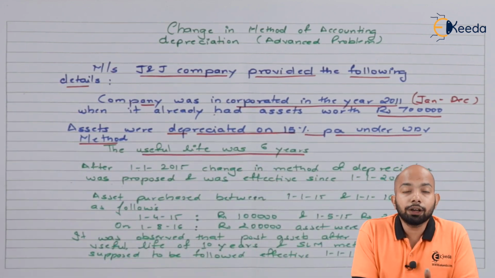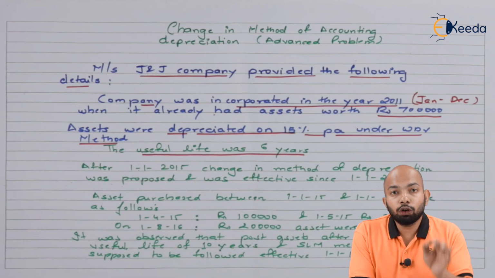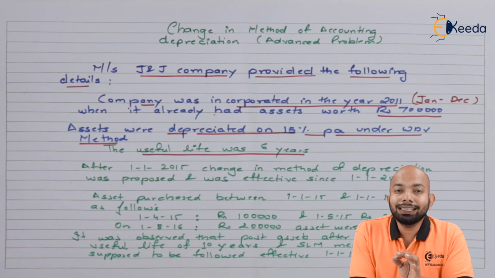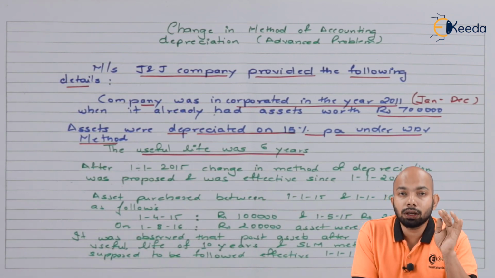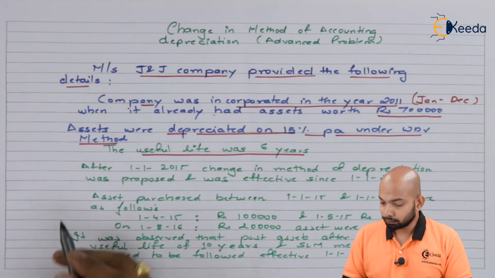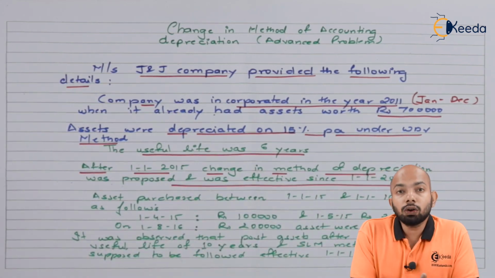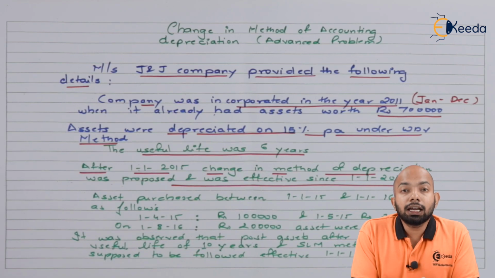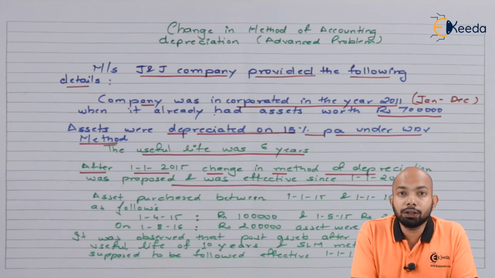So this useful life refers to the assets that were procured in the year 2011. That means from 2011, we have to count until 6 years. So 2011, 2012, 2013, 2014, 2015 and 2016. These were the assets. After 1st of Jan 2015, the company or the management proposed a change in method of depreciation and that was effective after 1st of January 2016.